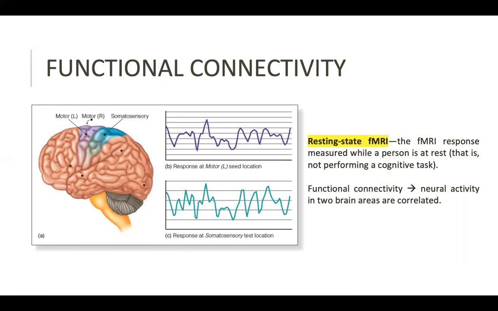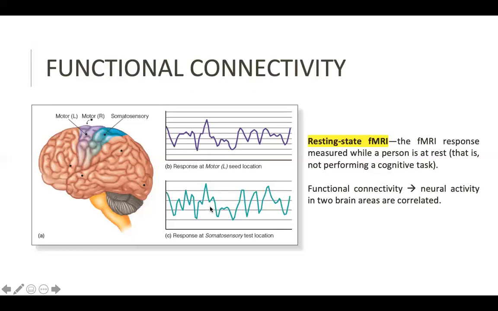So by using resting state fMRI, we get the resting level fMRI response of the motor area, also called the seed location. And then the resting level fMRI response of the somatosensory test location is shown here in the C diagram. The responses in B and C are for seconds long.